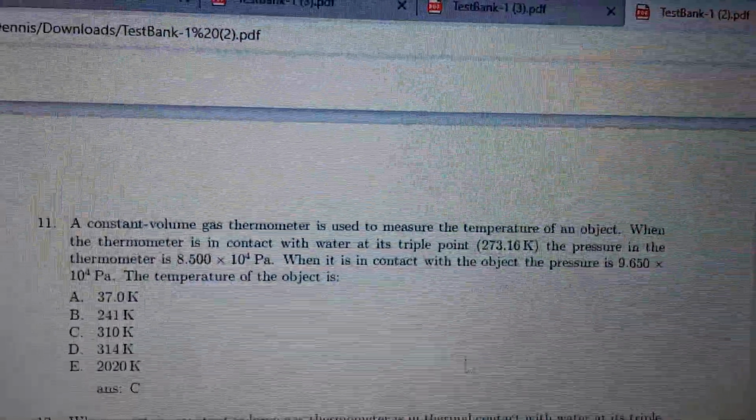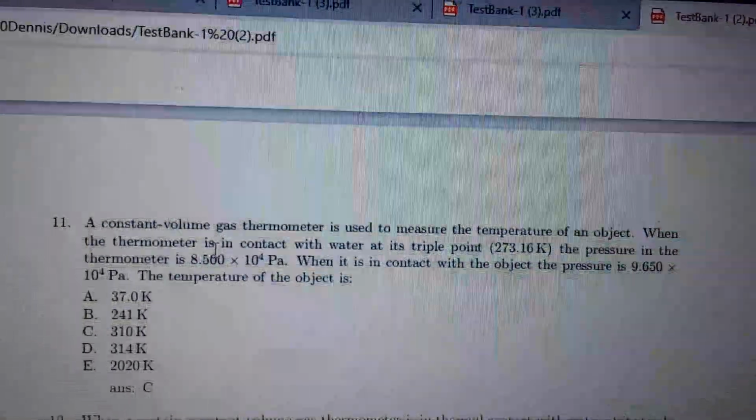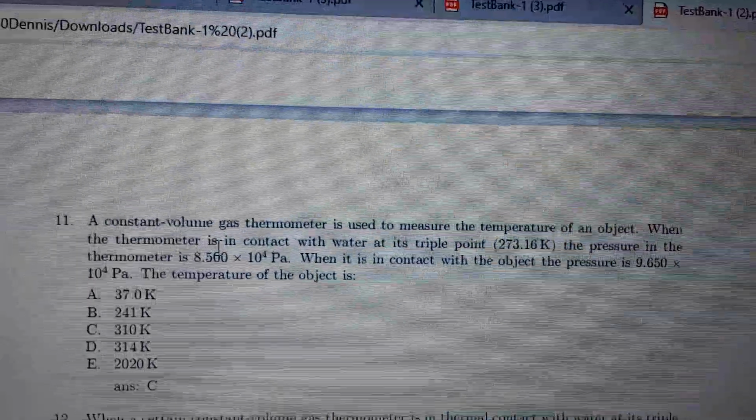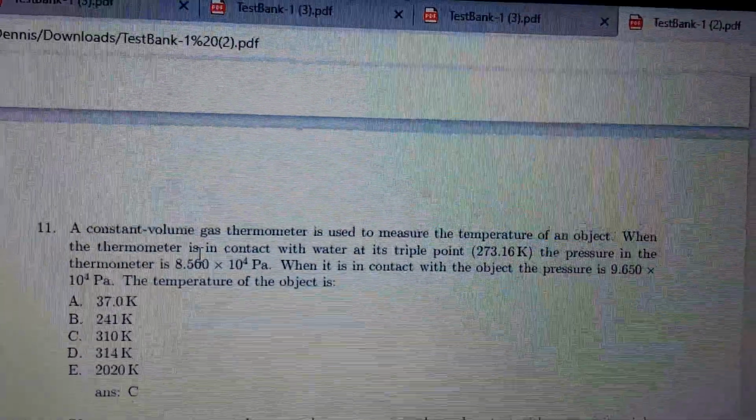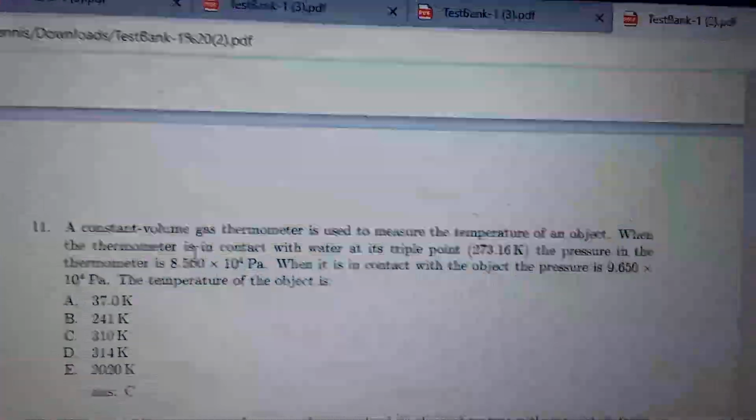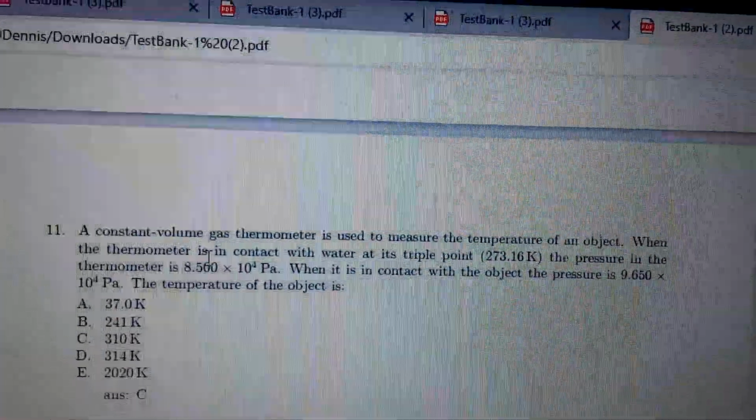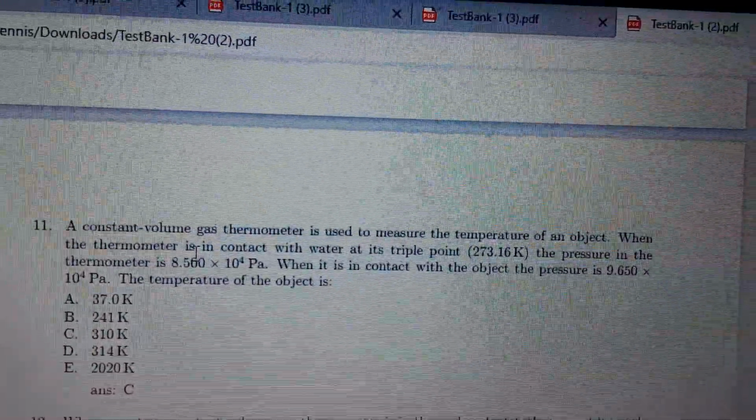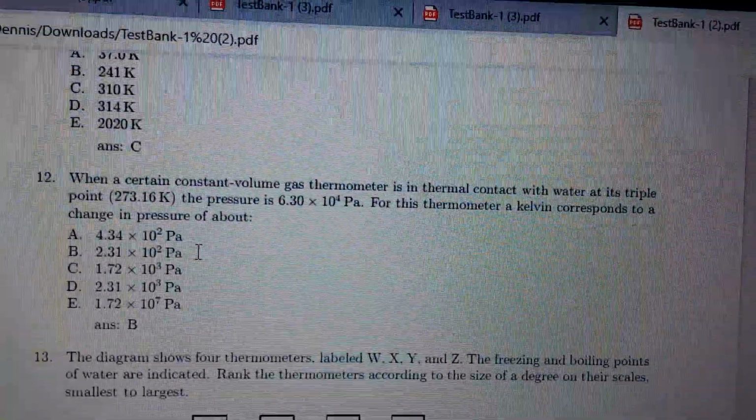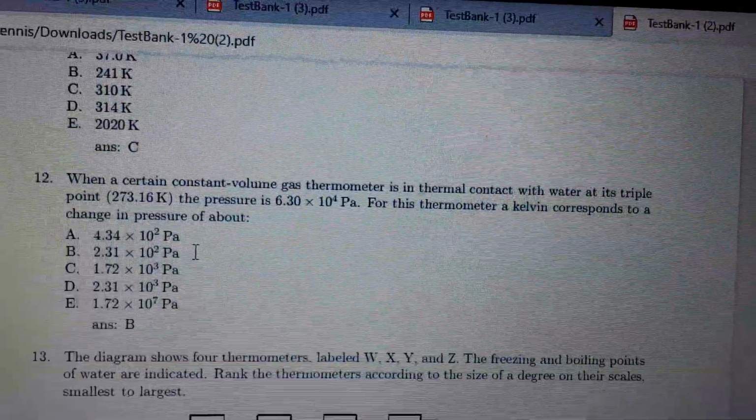the pressure in the thermometer is 8.50 times 10 to the power 4 pascals. When it is in contact with the object, the pressure is 9.650 times 10 to the power 4 pascals. The temperature of the object is 310 Kelvin.